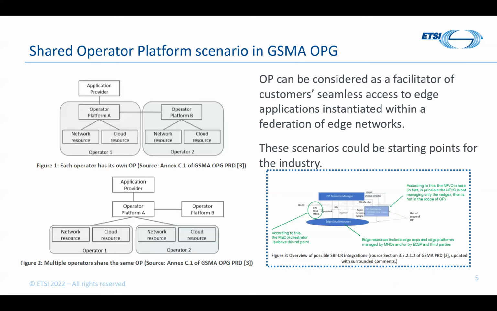According to the description of the southbound interface in GSMA PRD, we understand that firstly, MEC orchestrator is at the northbound end of the SBI CR. Secondly, its CaaS resources include edge apps and edge platforms managed by network operators and edge CaaS service providers. Thirdly, in contradiction to the MEO placement, the NFVO is at the southbound end of the SBI CR. You can easily see the complexity of alignment between such an architecture and the MEC reference architecture.